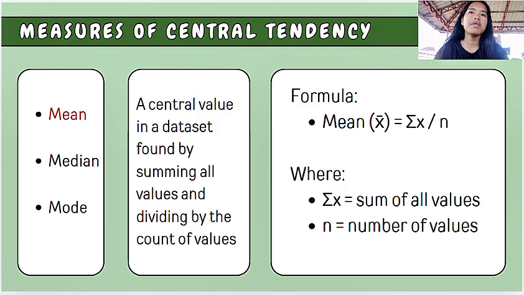Measures of central tendency describe the center or typical value of a data set. The three main measures are the mean, median, and mode. The mean, also called the average, is calculated using the formula x bar equals the summation of all data values divided by the number of observations. Here, x bar represents the mean, sigma x is the sum of all values, and n is the total number of observations. The mean gives us an overall idea of the center of the data, but it can be affected by extreme values, or what we call outliers.